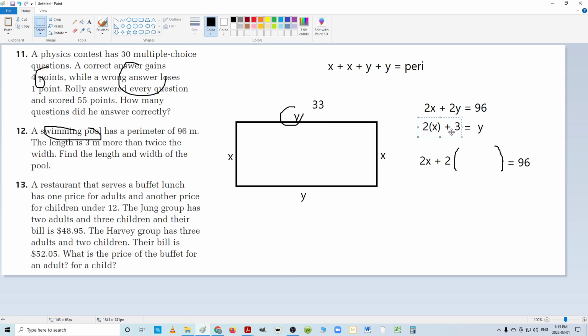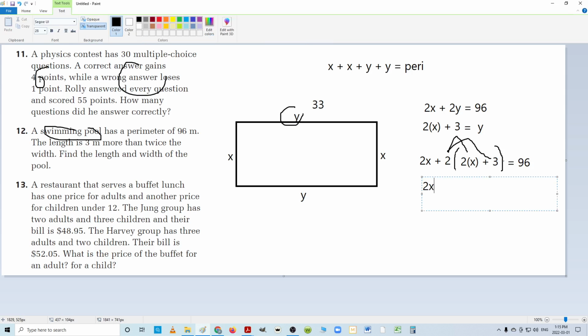Because whenever you have something equal to something else, you can replace it. You can substitute it. Now all I have to do is make sure I multiply my 2 times that and my 2 times that. And I get 2x, and you might find this easier, plus 4x plus 6 is equal to 96. Some people don't like substitution, so you get 6x plus 6 is equal to 96. Subtract 6 from both sides, divide by 6, and you get that.